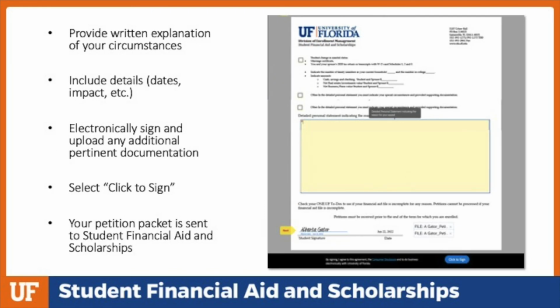Next, you'll provide written explanation of your circumstances. Be sure to include as much details as possible, including dates and how this situation has impacted you. At the bottom of the form, you will sign the petition electronically and upload any additional documentation to your petition. Once that's completed, you'll click Sign and submit your petition. Our office will receive your petition packet for review, and once it's been reviewed, an email notification will be sent out to your UFL email address notifying you of the decision.